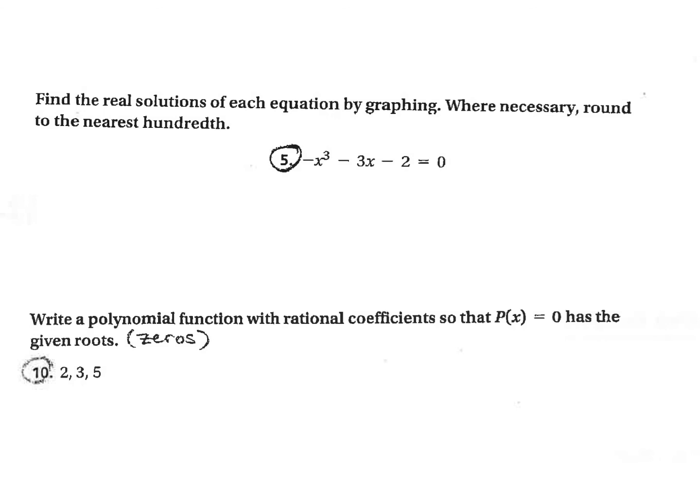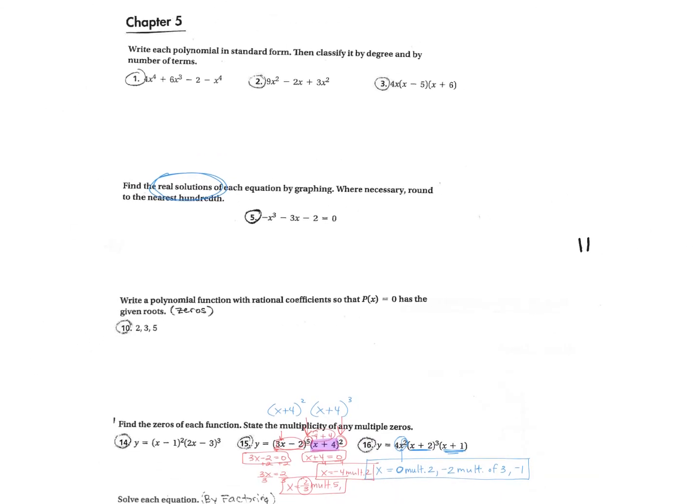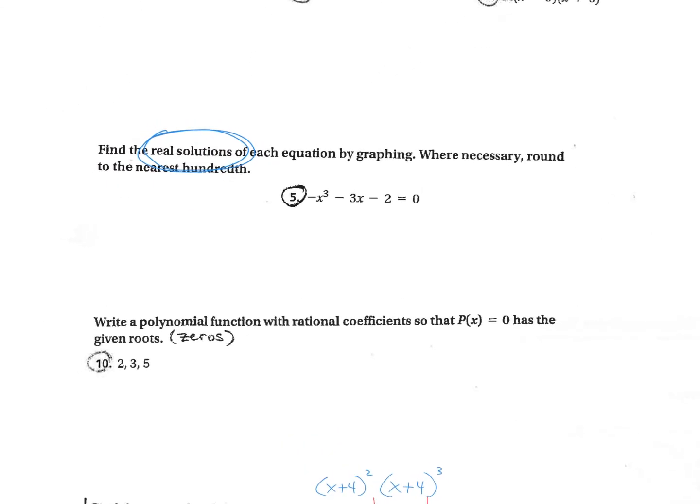So your calculator is only going to give you the real solutions, which is why it said find the real solutions by graphing. The only one that you can find here is if you go second trace 5, enter, enter, enter, negative 0.60 is your only real solution. That make sense? No, your calculator is not broken. It's just only giving you real solutions. There's imaginary ones too. That is 5 on page 11.